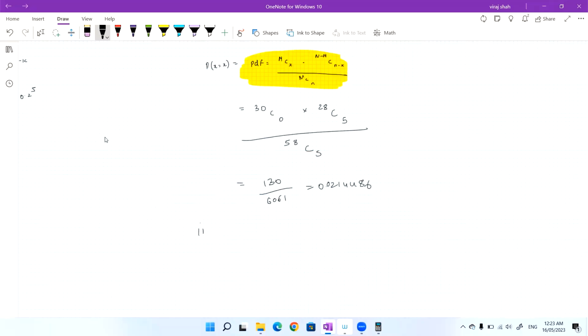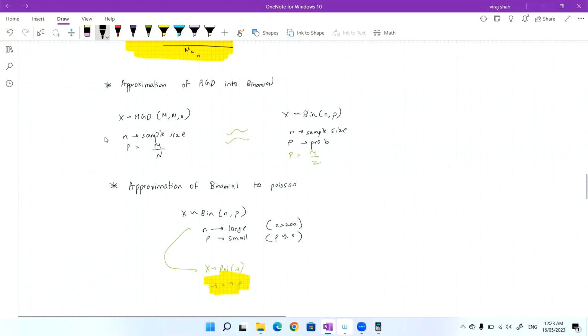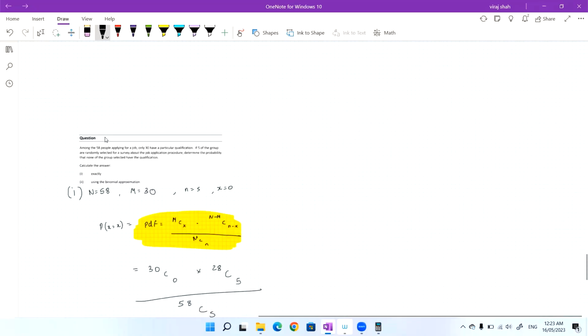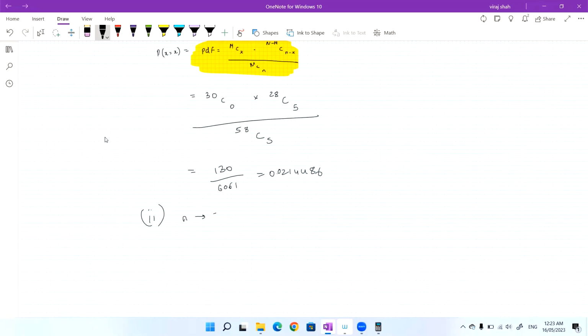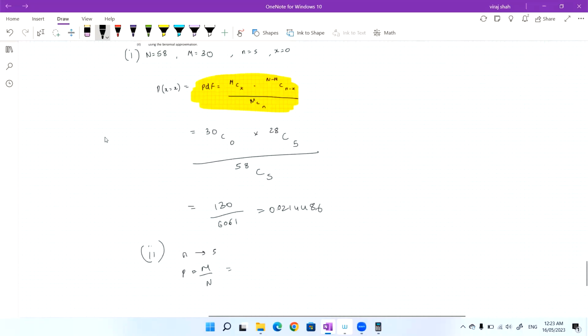Now using the binomial approximation. As per the binomial approximation, we can use P as M by N when the population size is very large, but it is not very large here. Large is nothing but greater than 500,000. So we'll prefer this formula only. P is M by N and small n is your sample size, so small n is equal to 5. P is capital M by N, which is nothing but 30 by 58.